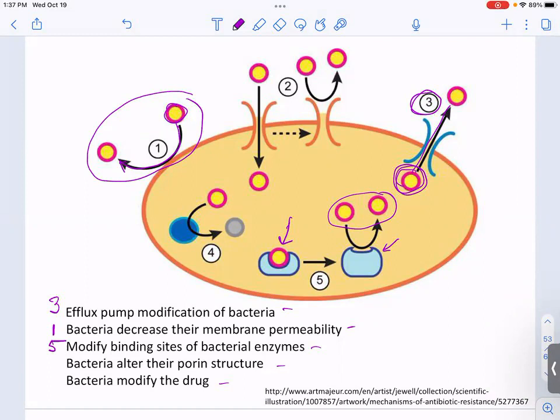Bacteria alter their porin structure. Here, these are the porins where the antibiotic used to be able to come in, and now it's not. That's number 2. And then bacteria modify the drug itself. So that's what this is trying to show, that the drug here now is altered. So that's number 4. Okay. Any questions about antibiotics?